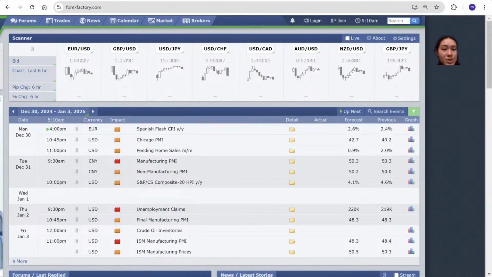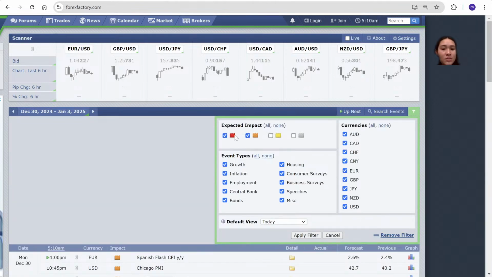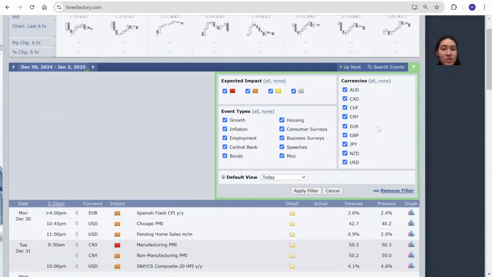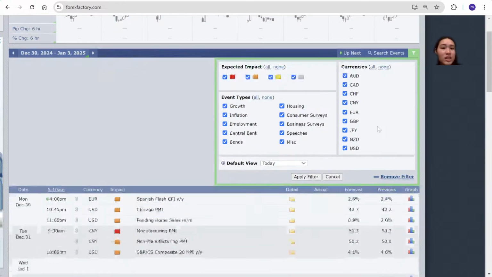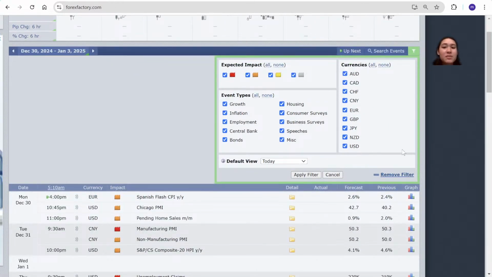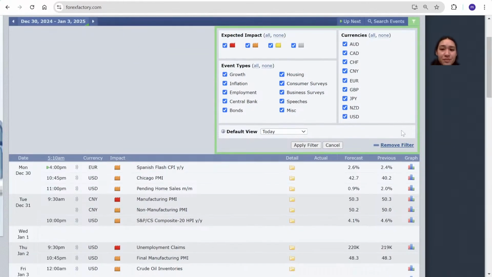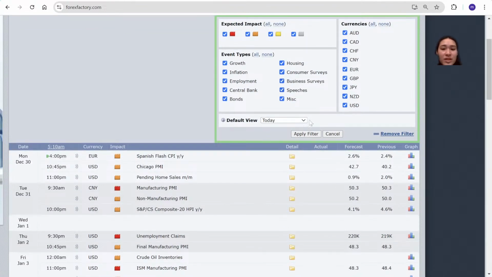So for this week, you can see I have it filtered to mainly focus on the orange and red icons, and that is the medium to high impact events. You can, of course, also look at the lower impact events or any non-economic events. You can also filter out any currencies that you're not currently trading. I typically prefer to look at all of them. You can also look at the different event types, so on and so forth.